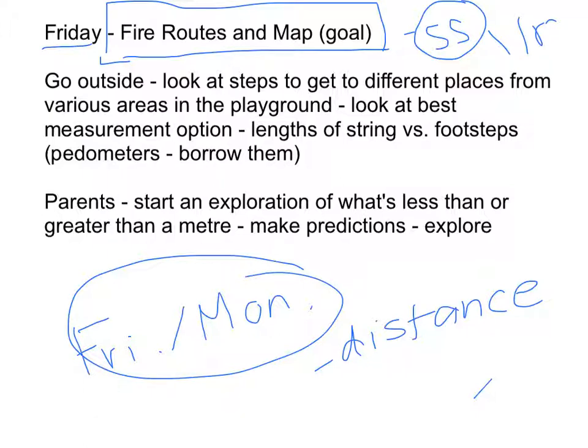And also looking at initially maybe going outside and looking at the number of steps to get to different places in the playground. Look at maybe the best measurement option. So are steps always the best? What else could we do? That could be where we get into things like lengths of string. We can also look for the step option at pedometers, and we can borrow them from phys ed. So I will speak to Frank about borrowing them because he did mention that as well.